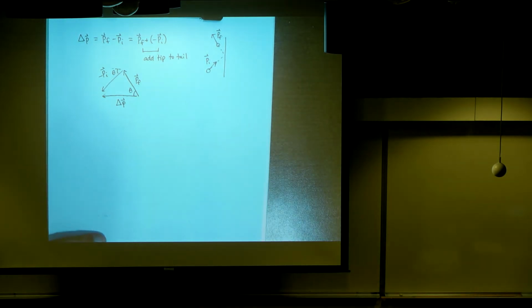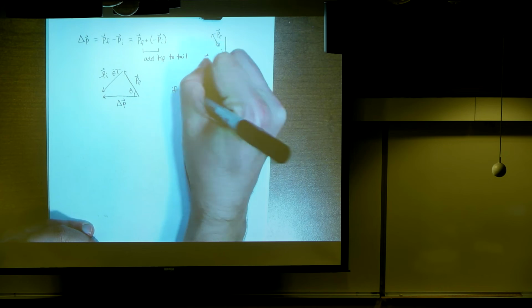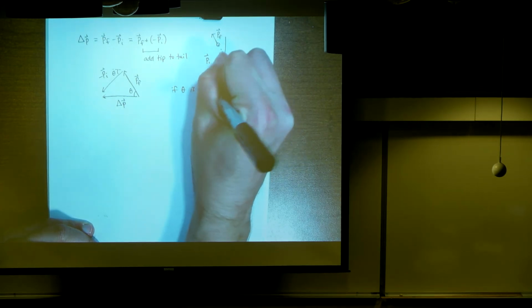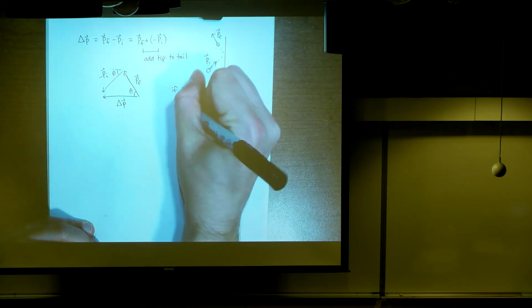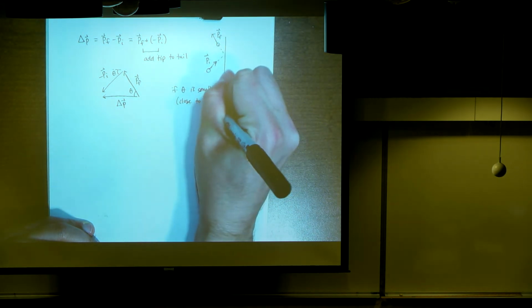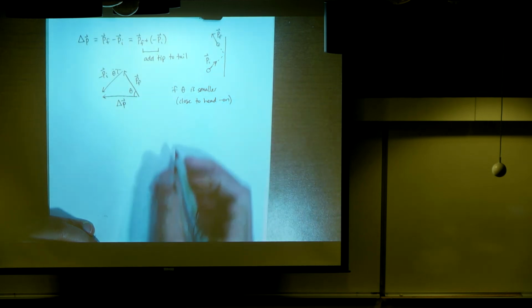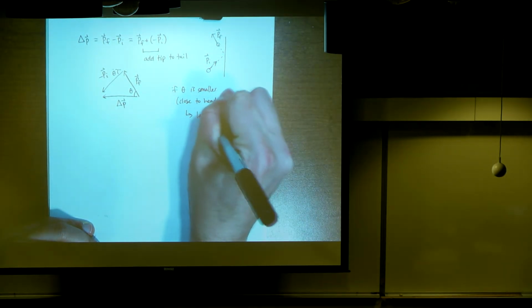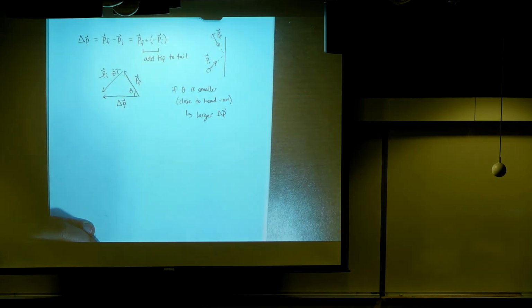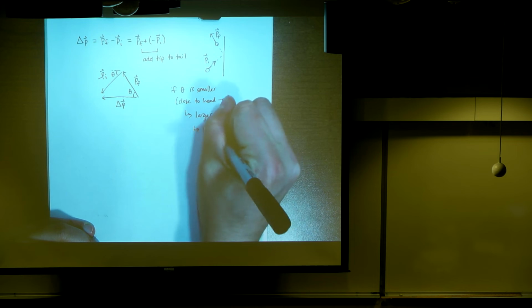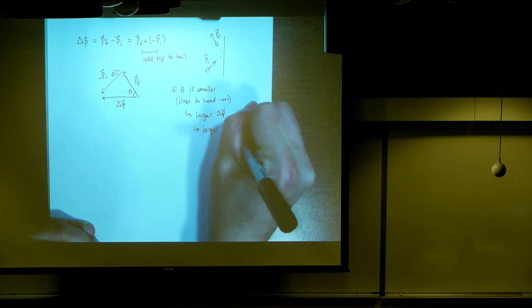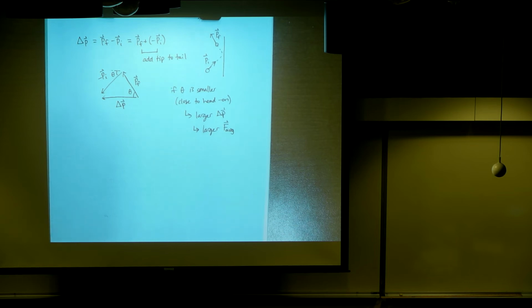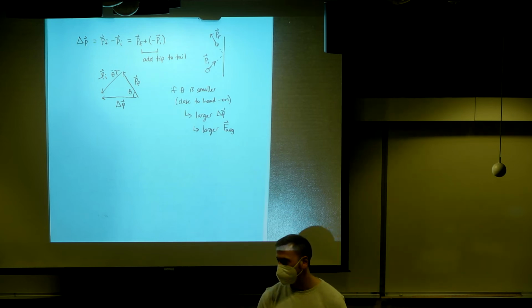So in other words, if theta is smaller, and for our purposes that means close to head-on collision with the wall, then we get a larger delta P, larger change in momentum, all else being equal, that means a larger force. Okay? So in the homework, you'll be drawing some diagrams like this just to kind of visualize what the change in momentum during a bounce or a collision would look like. Okay?